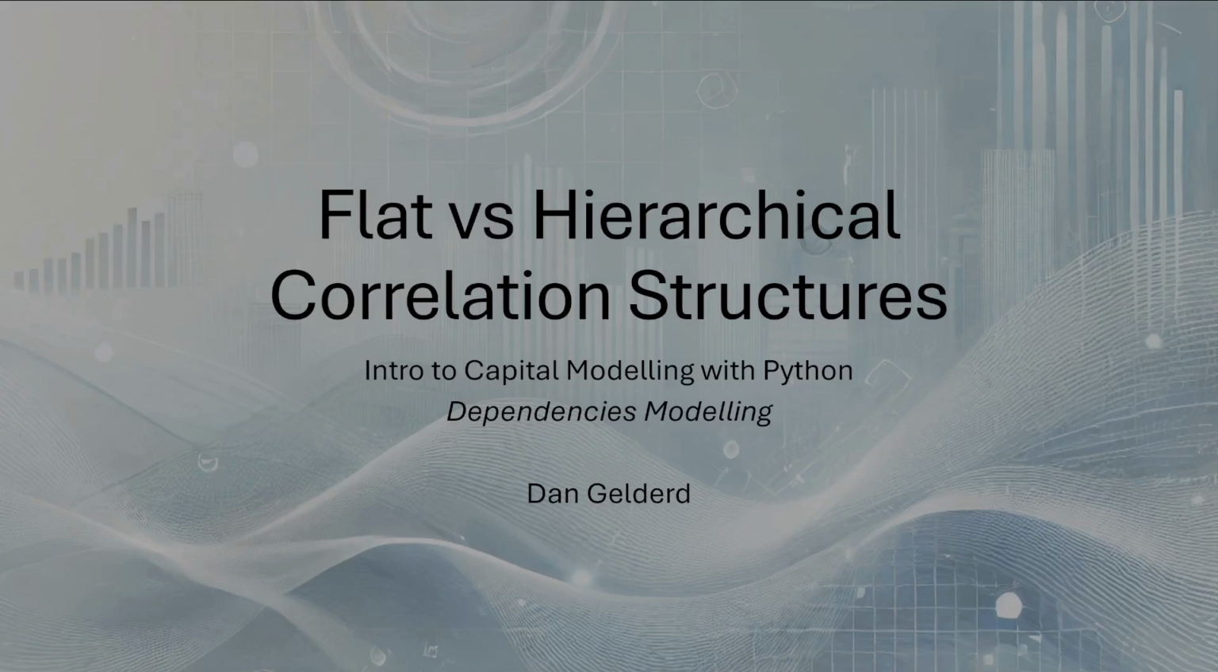I'm Dan Gelderd. This is the first in a series of lectures I'm going to do on dependencies modelling, and in this lecture we're going to focus on the difference between flat and hierarchical correlation structures and how you might achieve them in Python. This video is aimed at junior actuaries on the capital modelling side, GI capital modelling, who are learning more about different correlation structures that can be applied for insurance risk modelling, or for anybody who's got an interest in Python for actuarial work.